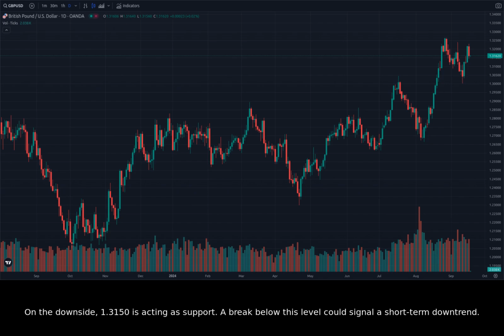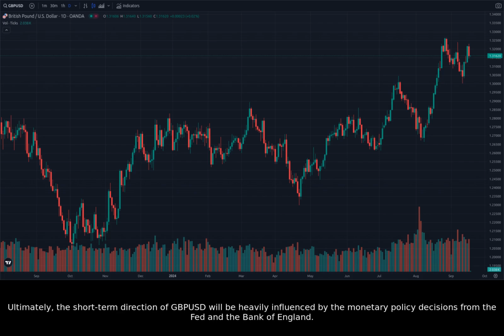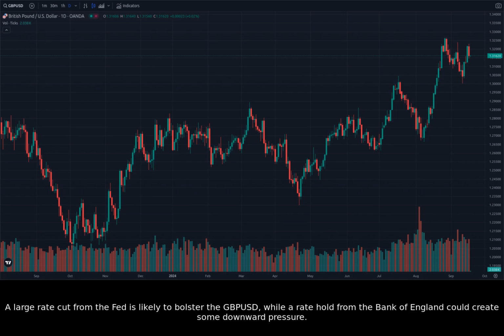On the downside, 1.3150 is acting as support. A break below this level could signal a short-term downtrend. Ultimately, the short-term direction of GBPUSD will be heavily influenced by the monetary policy decisions from the Fed and the Bank of England. A large rate cut from the Fed is likely to bolster the GBPUSD, while a rate hold from the Bank of England could create some downward pressure.